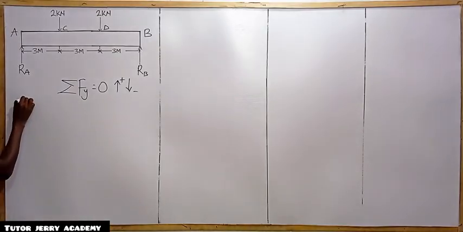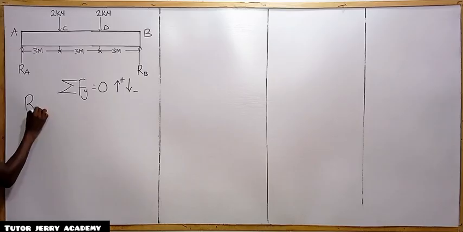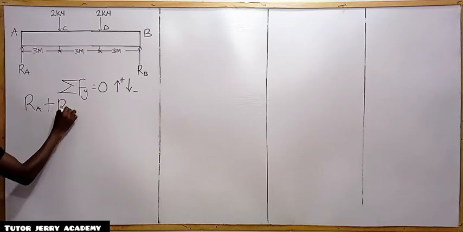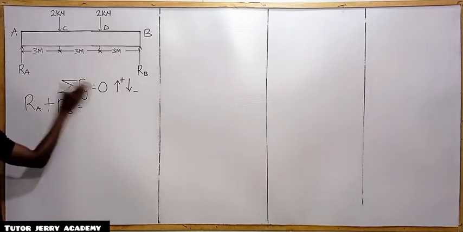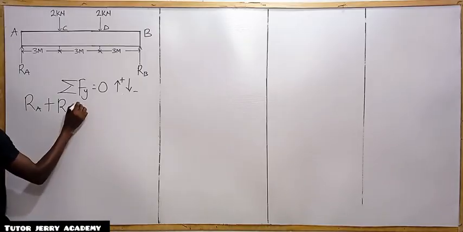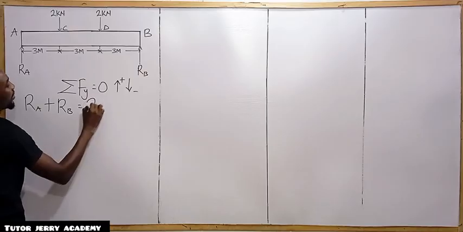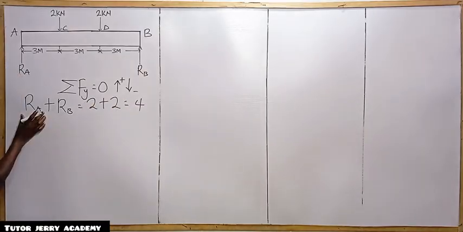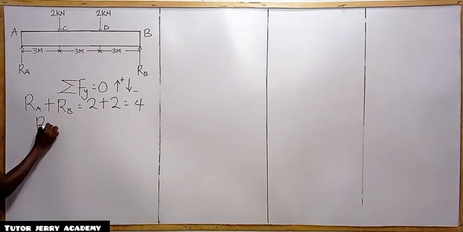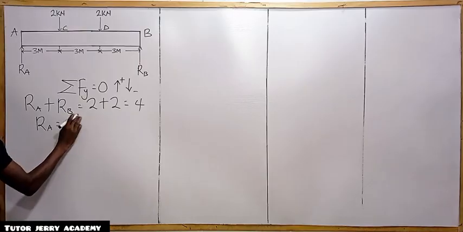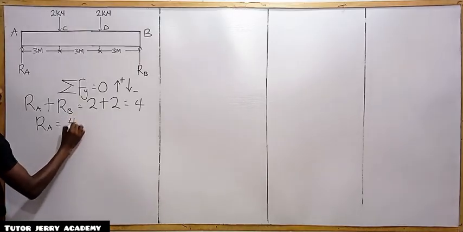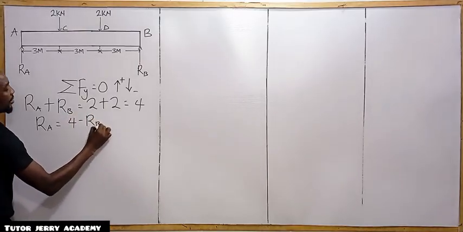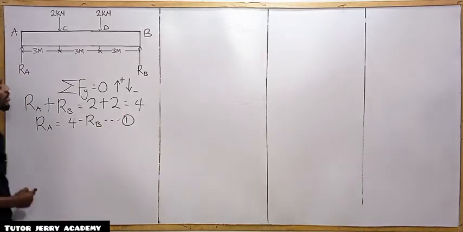All right, so we're going to have reaction at A plus our reaction at B, because they are both upward and upward force is positive. So this will be equal to the sum of the downward force, which is 2 plus 2, which is 4. So if we make our reaction at A the subject, our reaction at A will be equal to 4 minus reaction at B. So we can call this our equation number 1.